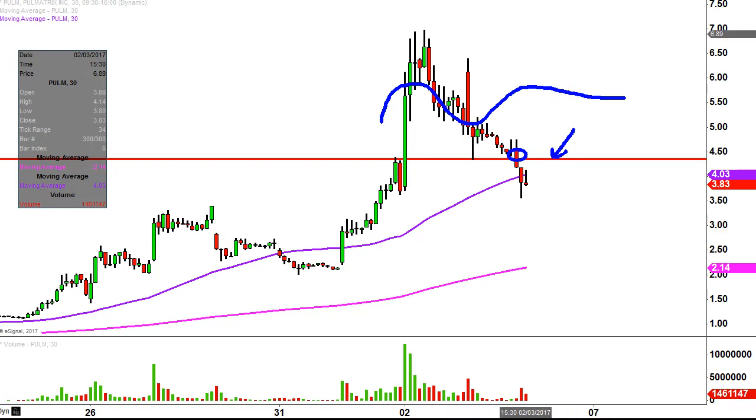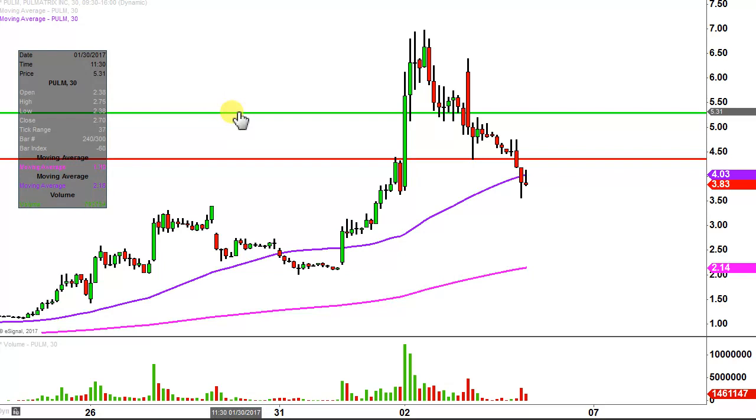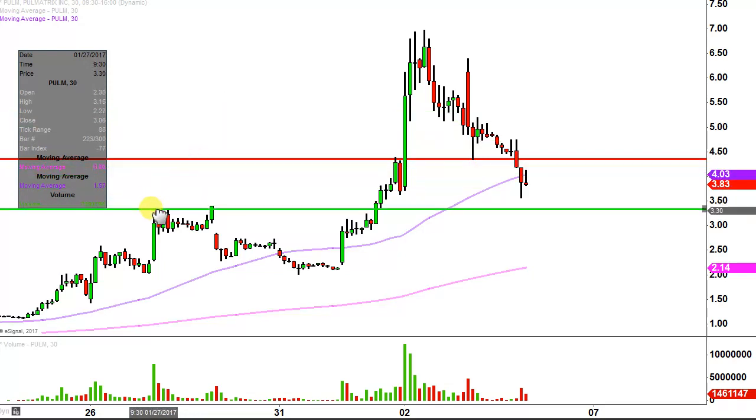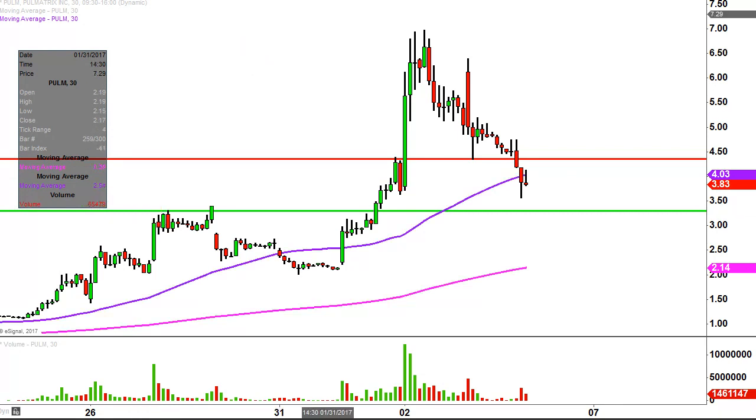Now let's talk about some areas of support. We've established now that if the price wants to bounce, and if the bounce is going to get any sort of momentum, it's got to get through 4.40. But if it continues to pull back, where are some of the next potential levels of support? The next key one that really stands out to me is back here at $3.30. This was a very stubborn area that the price struggled with on numerous occasions to get through.